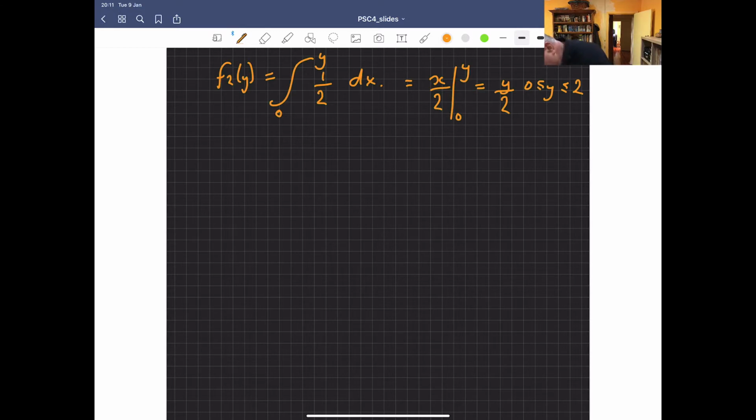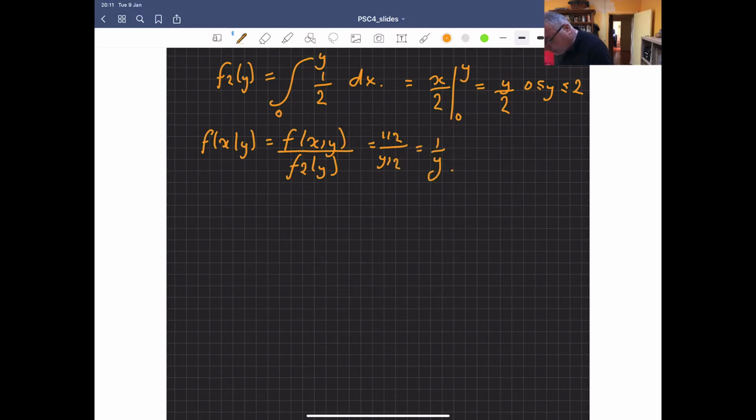What about our conditional distribution? So we want the conditional of x given y. Well, that is going to be f of x, y, given our marginal of y. Well, that is just equal to a half over y on 2, which equals 1 over y. We've just got to be careful because for this to be a valid probability density function, we're going to need that our x lies between 0 and y.